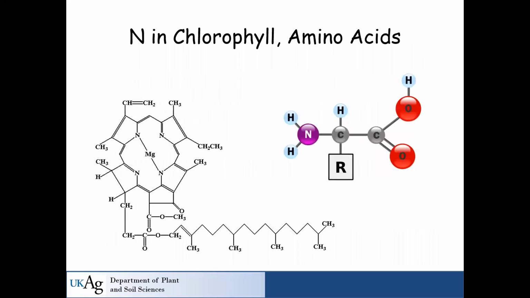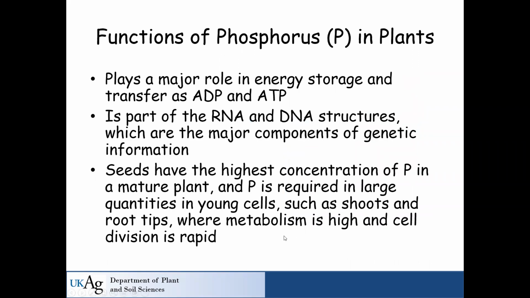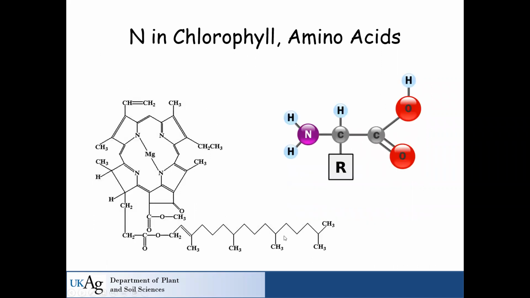in a plant. This is an example over here on this particular slide. We have a chlorophyll molecule on the left, and on the right is a prototypical amino acid showing the role of nitrogen. That's the N in each of those particular entities.